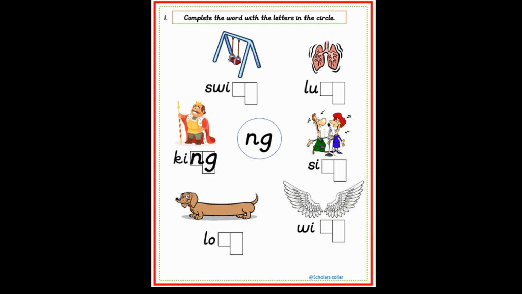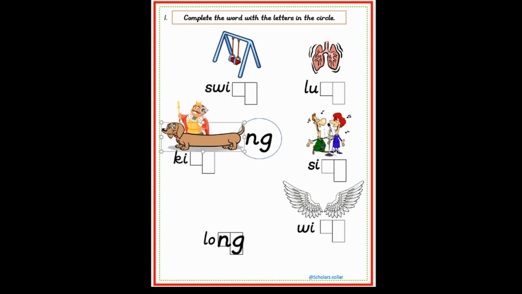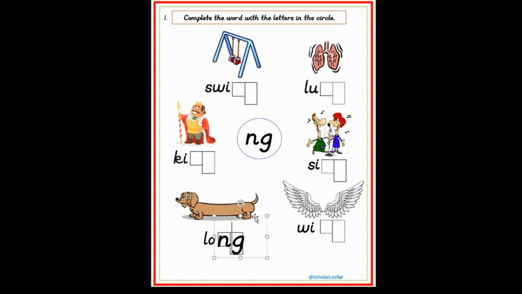In these worksheets we are doing v, w, u long and short, and z. We are going to do all the pictures and fill in the sound here towards the end. So that's swing, we have lung, sing, we have wing, we have long, and we have king.